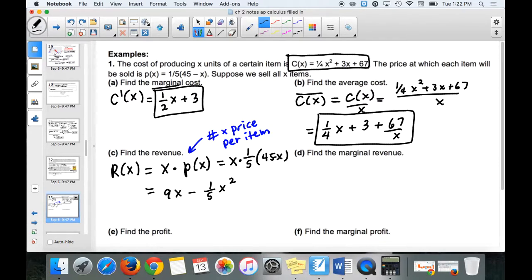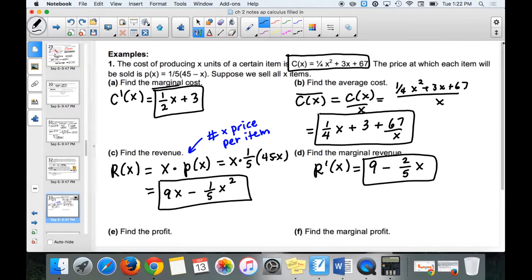All right. So then find the marginal revenue. Cyrus got 101 on her first test. She's probably fine. She's blushing. All right, marginal revenue. So R prime. So it's going to be 9 minus 2/5 X. So I took the derivative of the revenue.